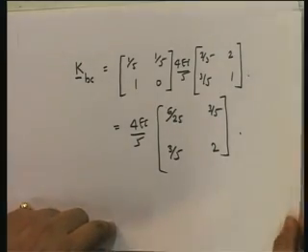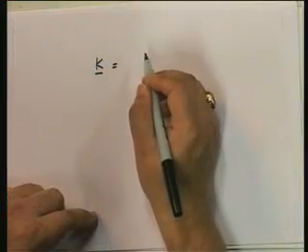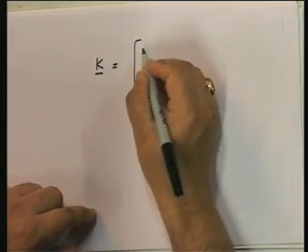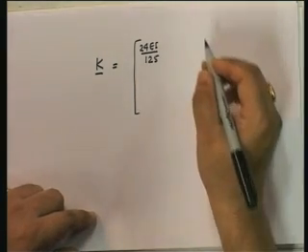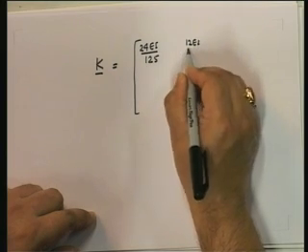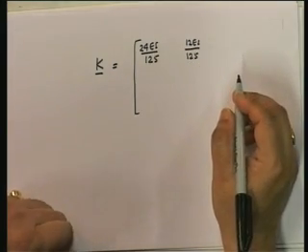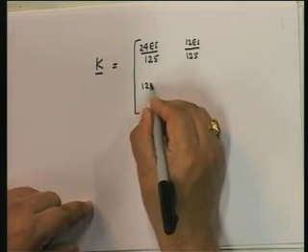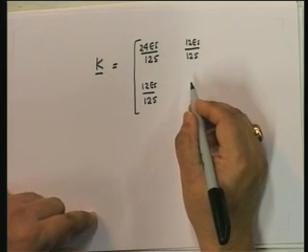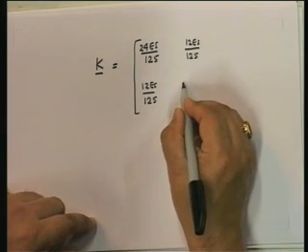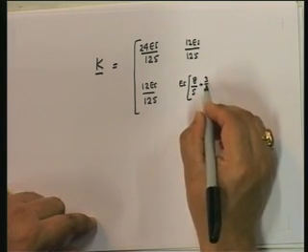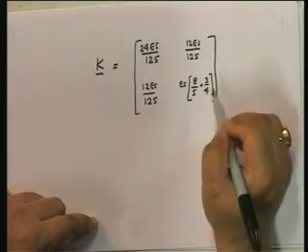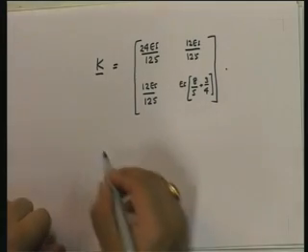So what is the total K? The total K is going to be 24 EI upon 125, 12 EI upon 125, 12 EI upon 125, and EI into 8 by 5 plus 3 by 4. So this is my K.